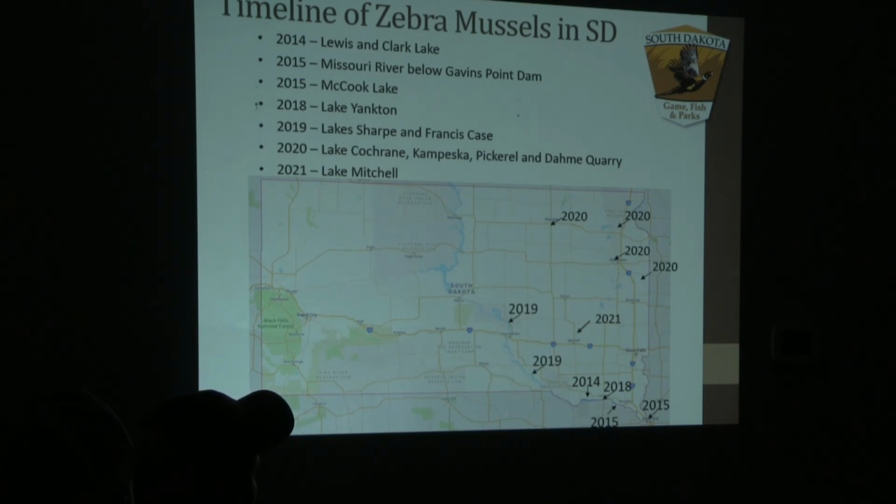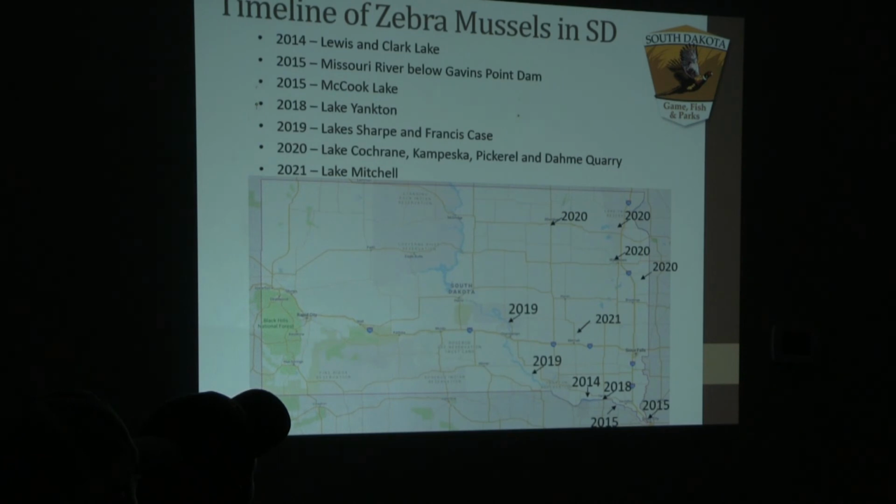And here is a map of all of the different locations that we currently have them in South Dakota. So luckily we don't have them anywhere in western South Dakota, but we do have them from our border with Nebraska and Iowa all the way up to Pierre. Our first infestation on the Missouri River system happened in 2019, where they were able to establish themselves in Lake Francis Case and Lake Sharp.